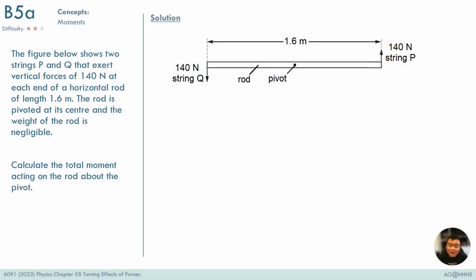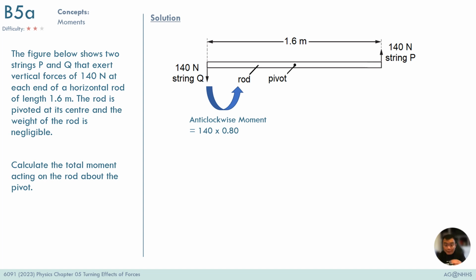In this question, you are tested on the concept of moments. You are to calculate the total moment acting on the rod. So it's worth noting that when you're asked to calculate the total moment, the whole rod might not be in equilibrium. And if so, you will get a non-zero total moment answer. So let's check whether this is the case for this question.